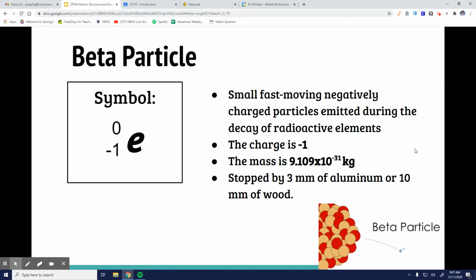If a beta particle hits your skin, your body's going to absorb that, and that can actually damage the cells in your body. It can cause mutations in your DNA, and eventually mutations can cause things like cancer. So that's why radiation and nuclear radiation is specifically bad for you.